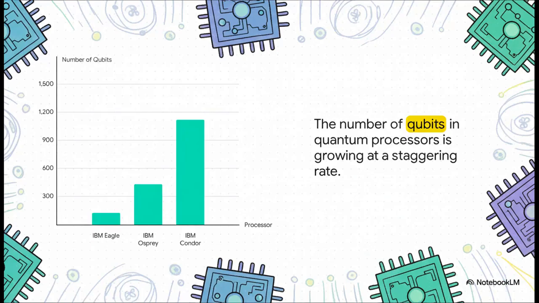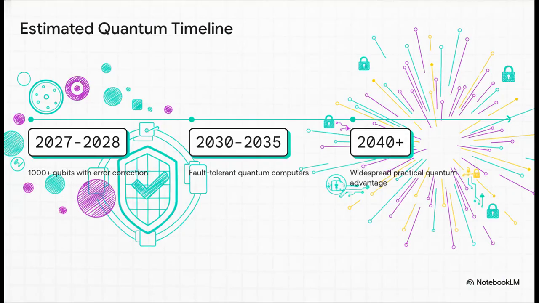I mean, just look at this chart. The progress is nuts. We're deep in a full-on qubit race. If you just look at what IBM is doing, they went from about 100 qubits to over 1,000 in just a couple of years. And that's happening everywhere. The sheer number of qubits, the raw power, is just exploding. But, and this is a huge but, the number of qubits isn't everything. It's all about quality over quantity.